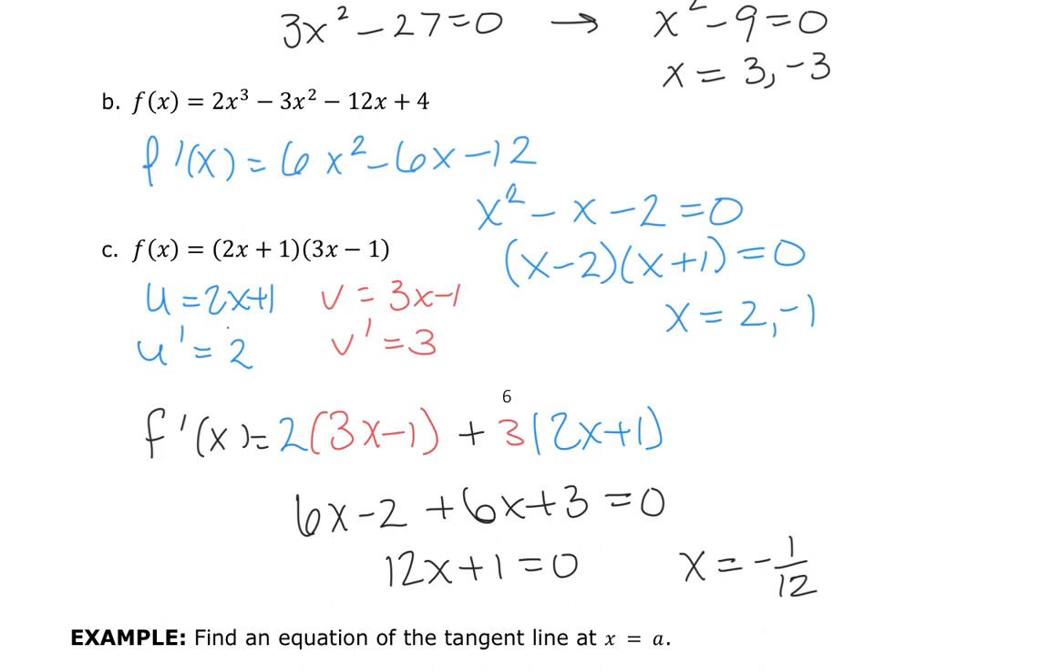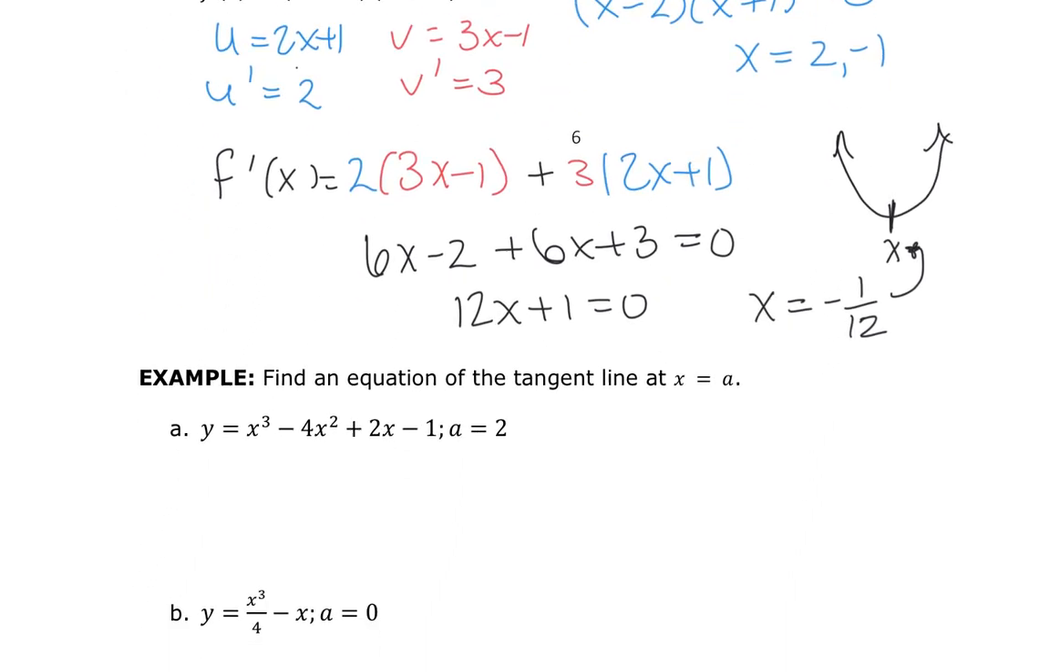Now, I happen to know that this is the location for the minima because if I multiply this out, this will be a quadratic and its leading coefficient is positive. That means it's going to have a shape that looks like this. And this turning point for x is at negative 1/12.